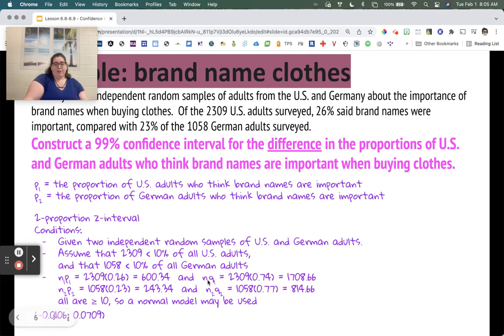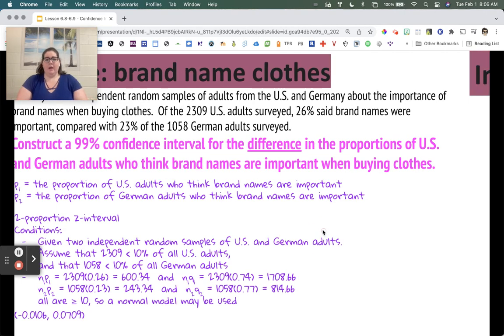So the way we might interpret it is to say something like, we're 99% confident that the proportion of US adults who think brand names are important is somewhere between 0.0106 less and 0.0709 more than the proportion of German adults. So it's either 1% less likely than German adults, up to maybe 7% more likely than German adults to think brand names are important.